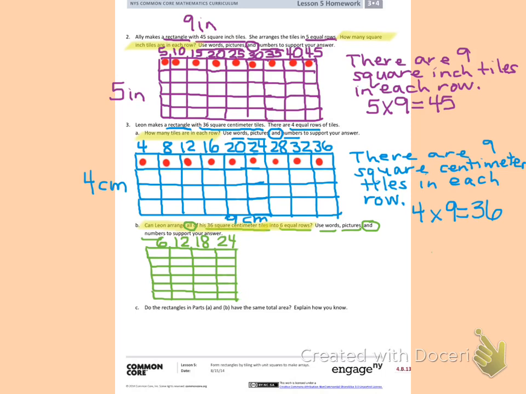Now let's look at the question again. Can Leon arrange all of his... Oh, I made a mistake. I thought it said 24. Good thing I went back and looked. It says 36 square centimeter tiles. So I better go ahead and extend that out. Good thing I checked my work.